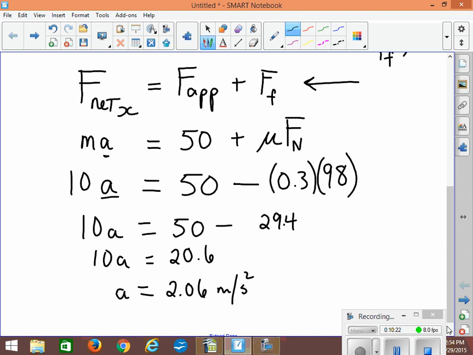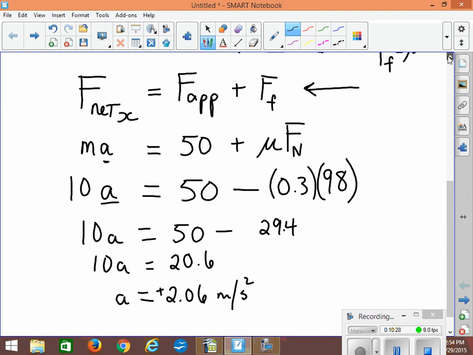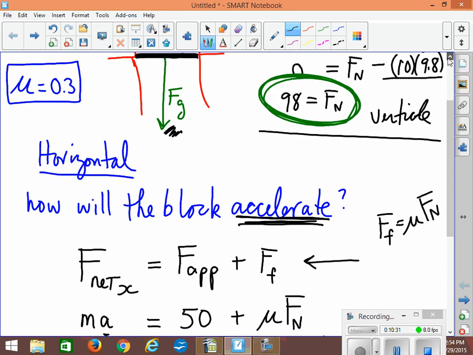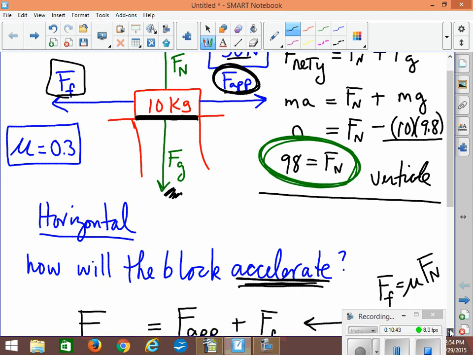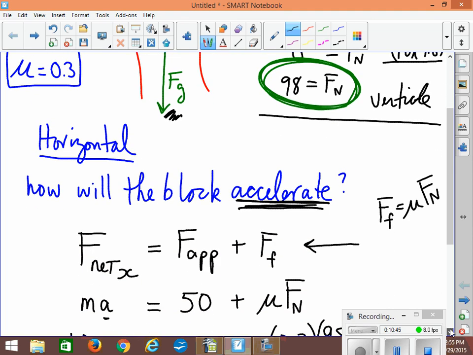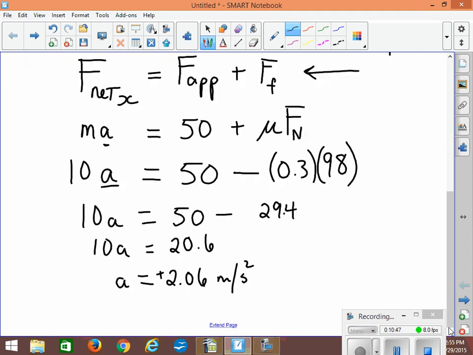The answer turned out to be positive. You see how the answer came out positive, which means the block should be moving to the right. And if we look at the picture, that makes sense because that's the way you were pushing the block, to the right. The block certainly couldn't go to the left if you were pushing it to the right. And so you see how we've used the horizontal forces now to add on to our study of the vertical forces, and we've used them both together to find out something about the motion of the block.